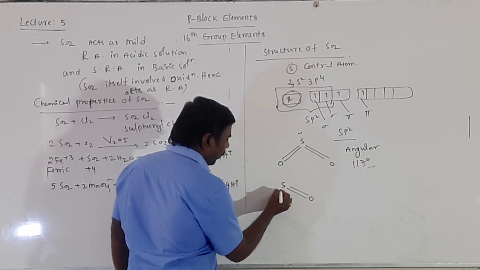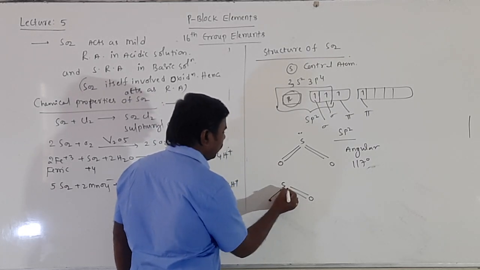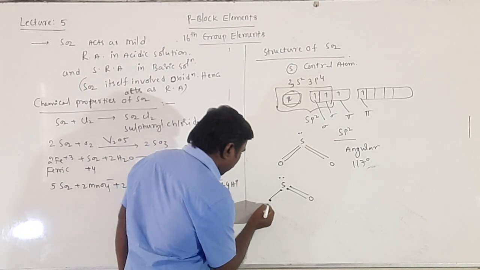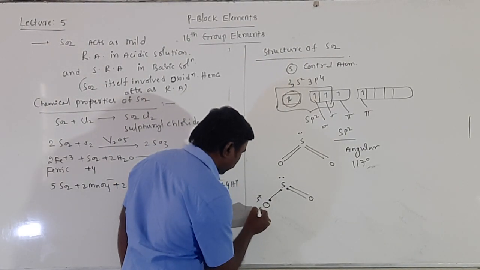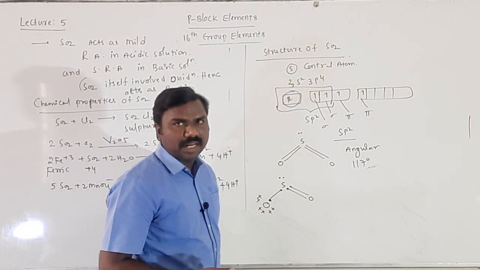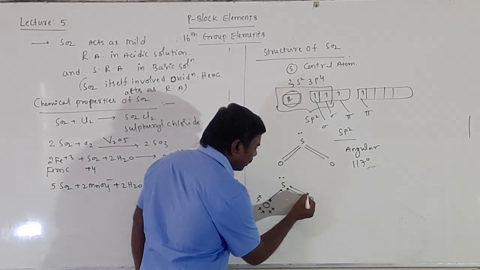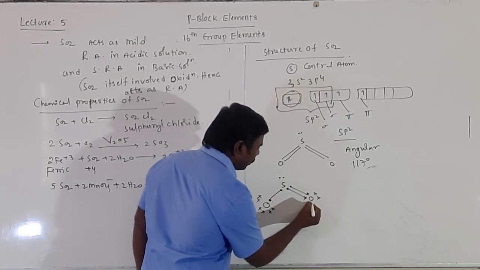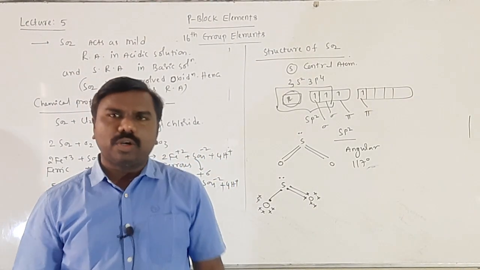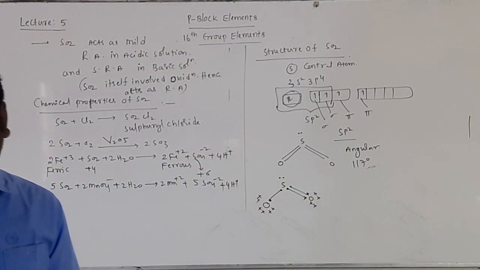Another shape also you can draw like this. Sulfur has totally 6 electrons, 4 plus 2, 6. And this oxygen has totally 6, both belong to the 16th group, 6 valence electrons. And this has totally 6 electrons. Among them, 4 exist as 2 lone pairs.